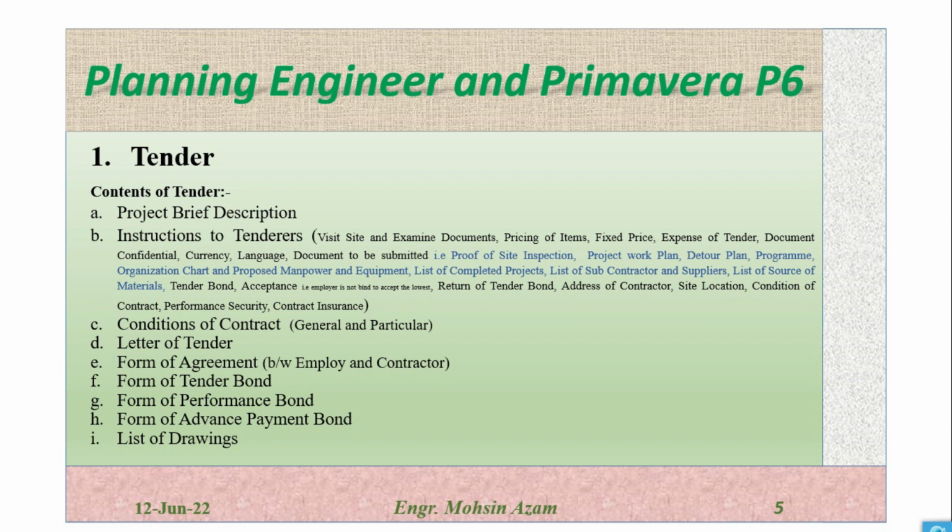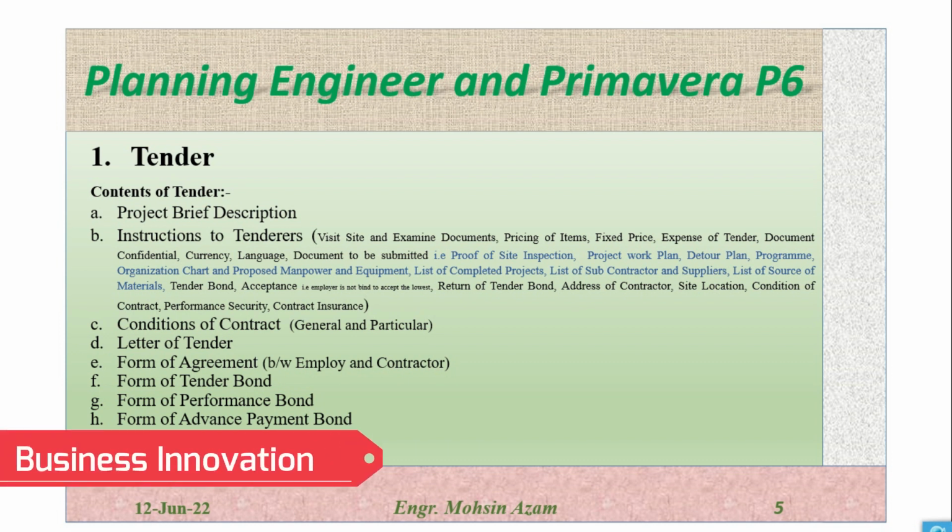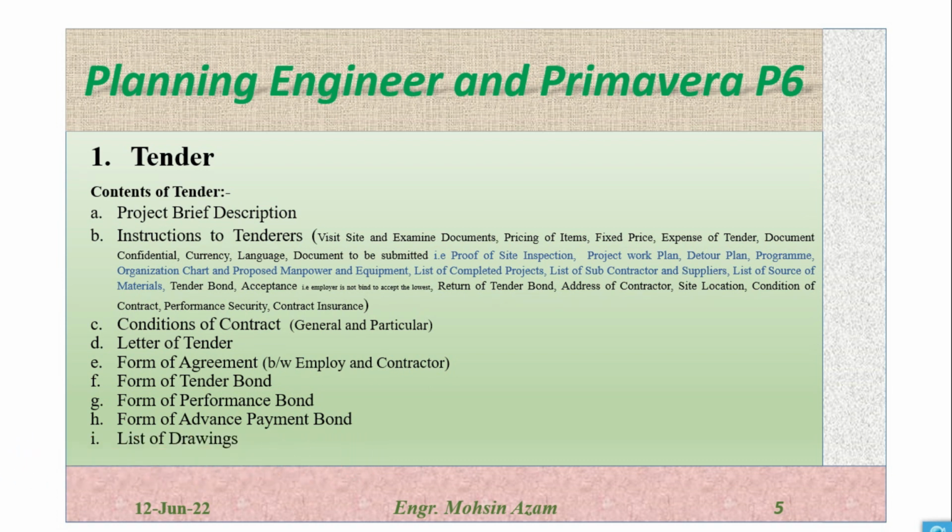Documents confidential. All the documents which we get from the authorities will be confidential. Currency: it will be clearly written which currency we will use and which language we have to use. Documents to submit. In return, the parties involved in the tender have to submit the proof of site inspection and the project work plan. All the parties will submit the plan of how they will execute the project, and if any detour or diversion is required, they have to submit the plan.